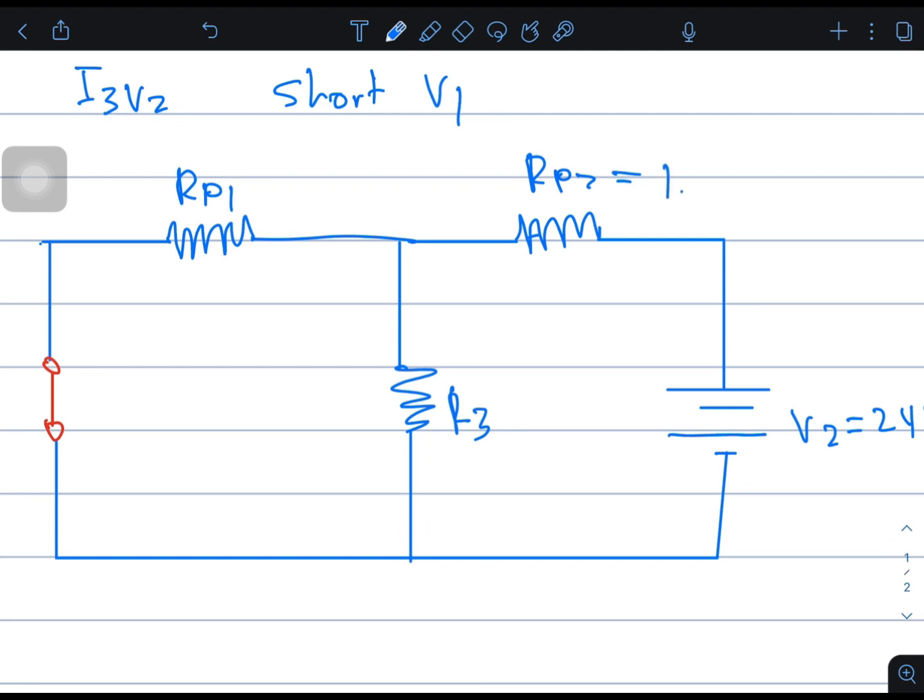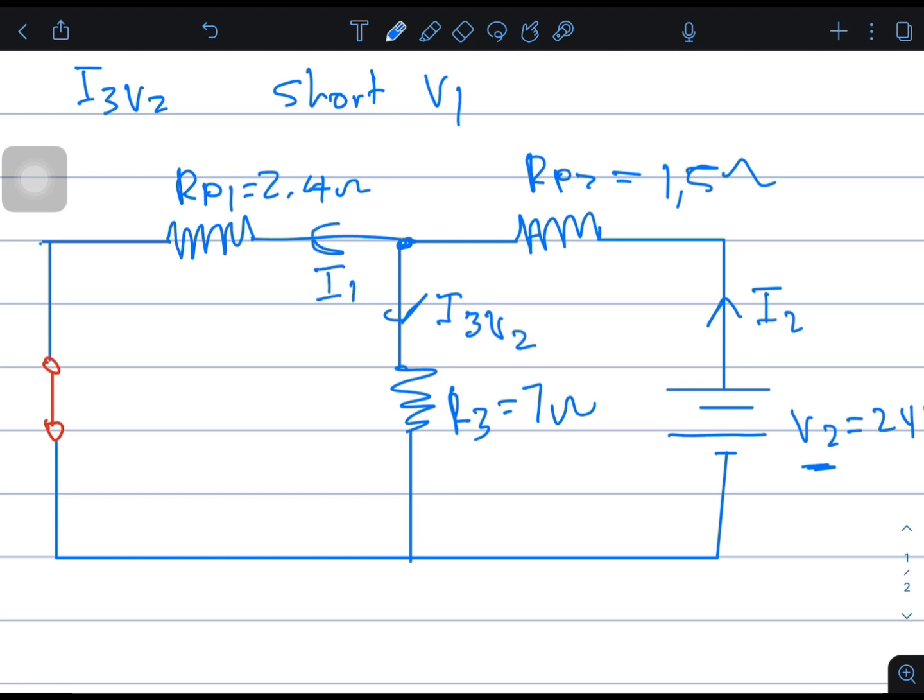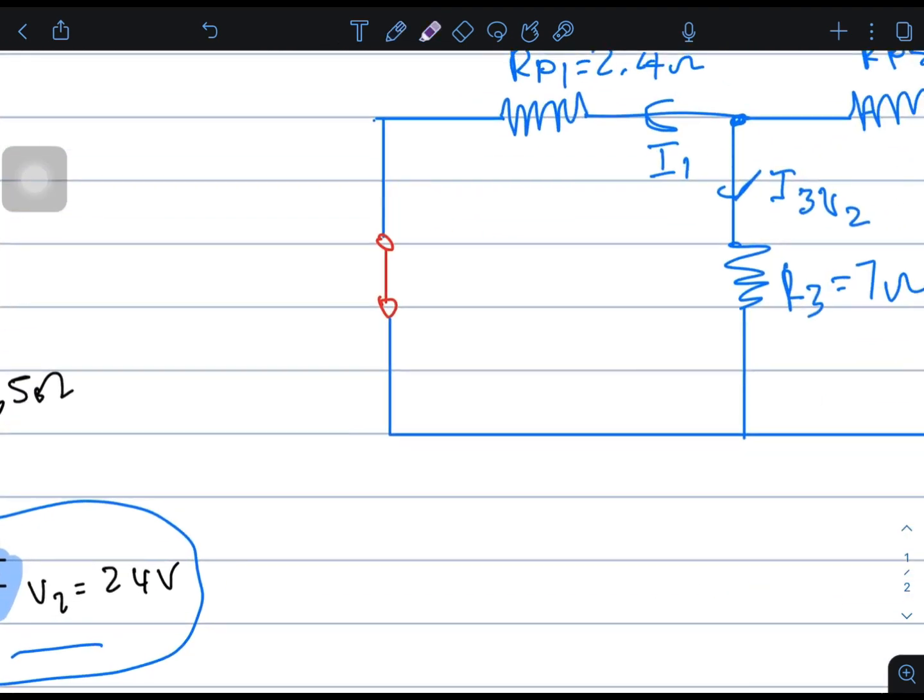This one is 1.5 ohms. This one is 2.4 ohms. This one is 7 ohms. So we have the source current, let's say it's I2. It comes to this junction and splits into I3. This is the current contributed by this source, hence I'm going to call it I3 V2. Then we have I1.